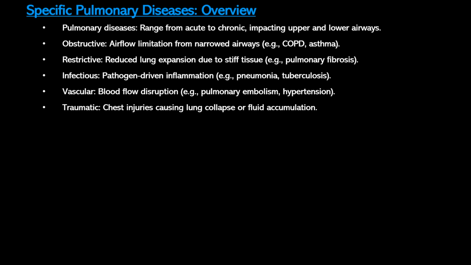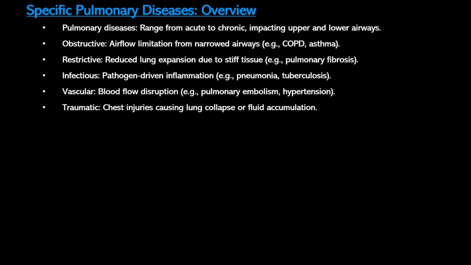Pulmonary conditions are typically categorized based on their underlying pathophysiology. Obstructive diseases, like chronic obstructive pulmonary disease and asthma, involve airflow limitation due to airway narrowing or obstruction. These conditions increase airway resistance, making exhalation difficult and leading to air trapping and hyperinflation.